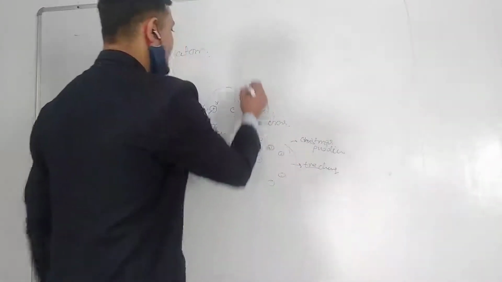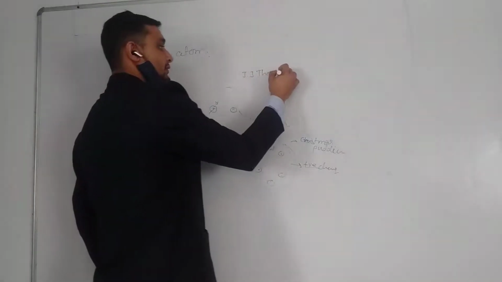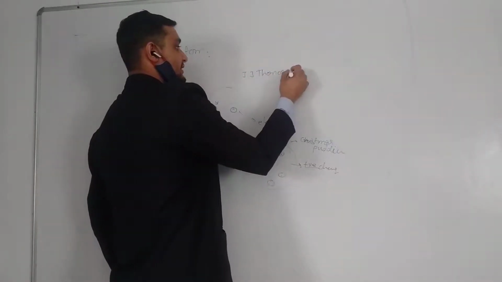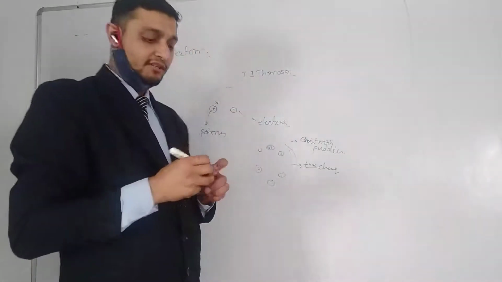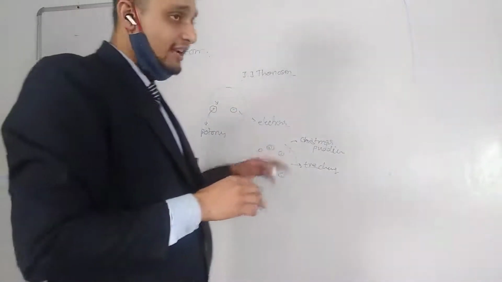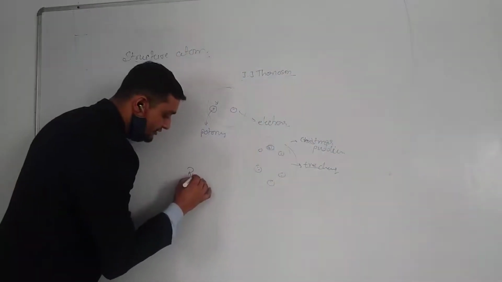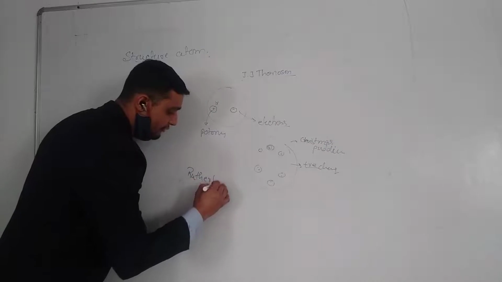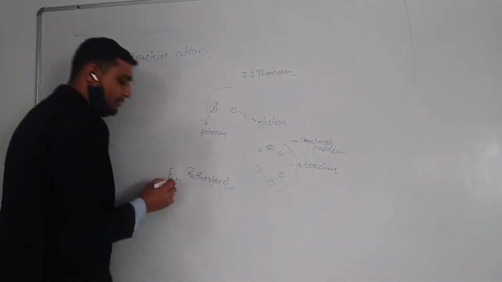This is told by J.J. Thomson. The first model of atom was discovered by J.J. Thomson. J.J. Thomson told that this is the model of atom. This is the structure of atom. But later on, a new scientist came. His name was Rutherford. The full name of Rutherford is Ernest Rutherford.